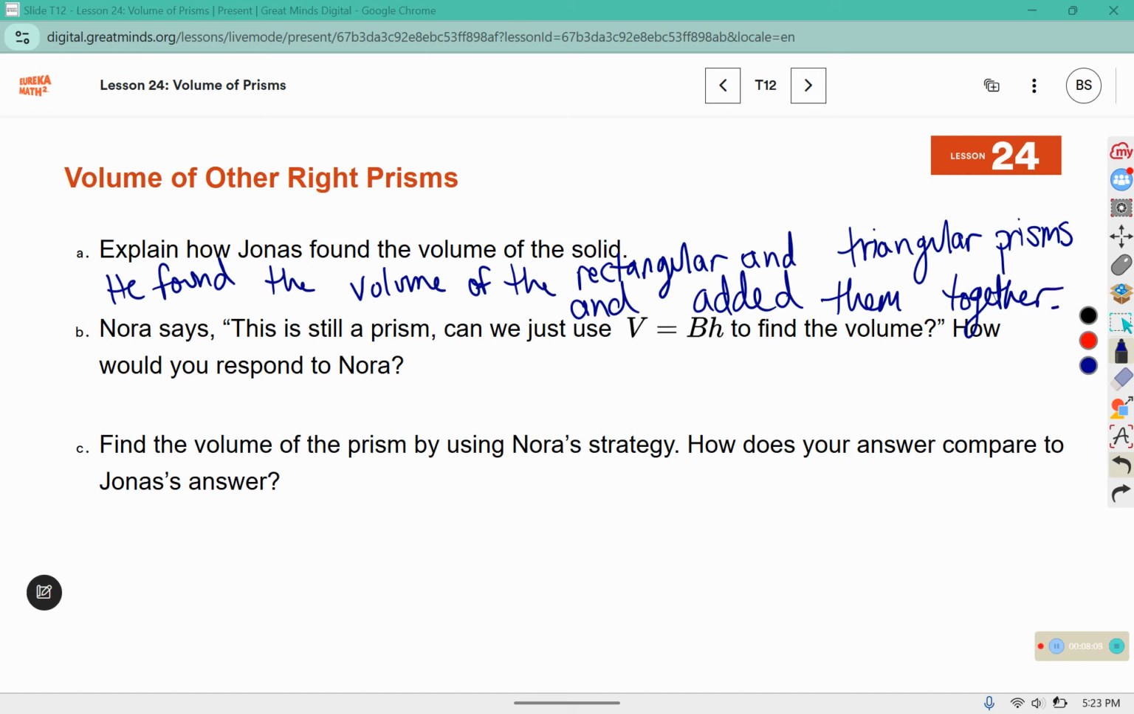Nora says this is still a prism. Can we just use the volume equals the base area times height to find the volume? How would you respond to Nora? I would say yes, we would need to find the volume, or the base area of the trapezoid, and then multiply.